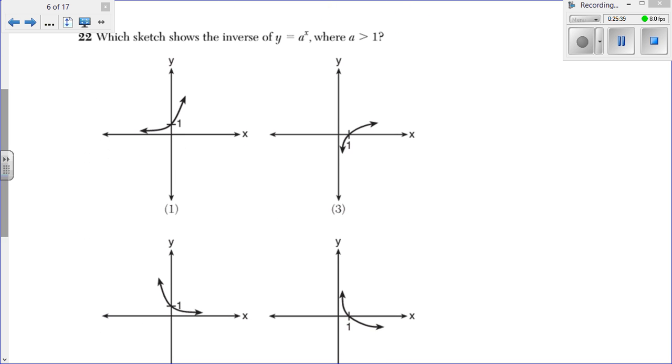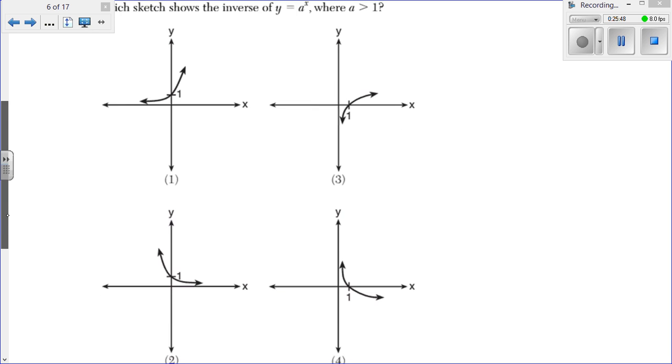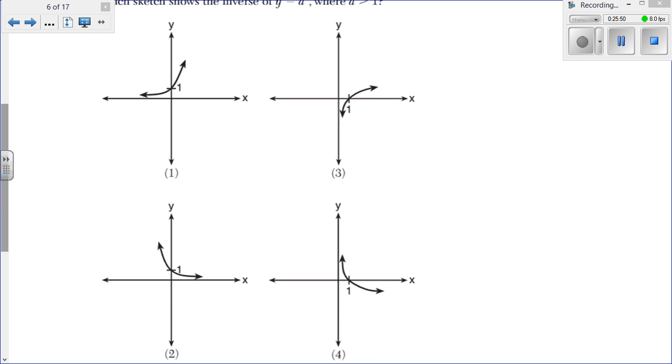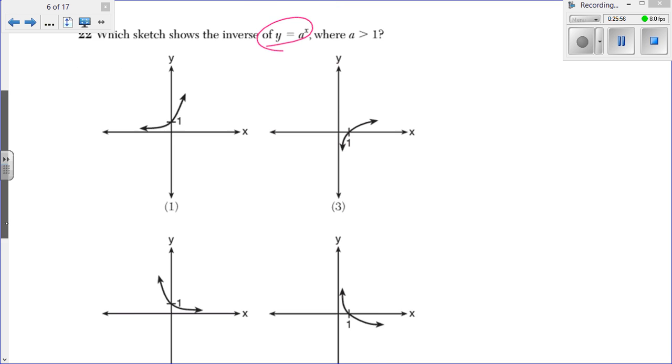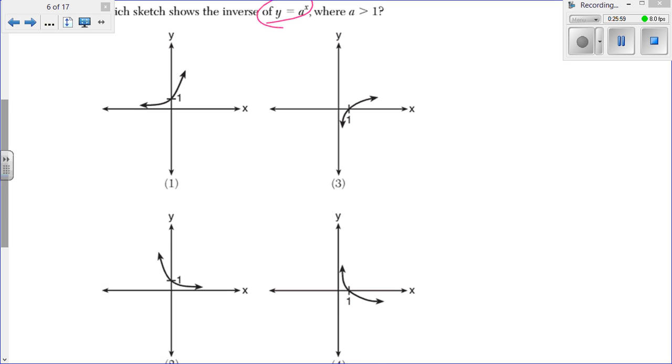Which sketch shows the inverse of y equals a to the x, where a is greater than 1? Well, if I have this graph here, this is an exponential, and exponentials are in quadrants 1 and 2. The inverse is a log. Log has to be in 1 or 4.